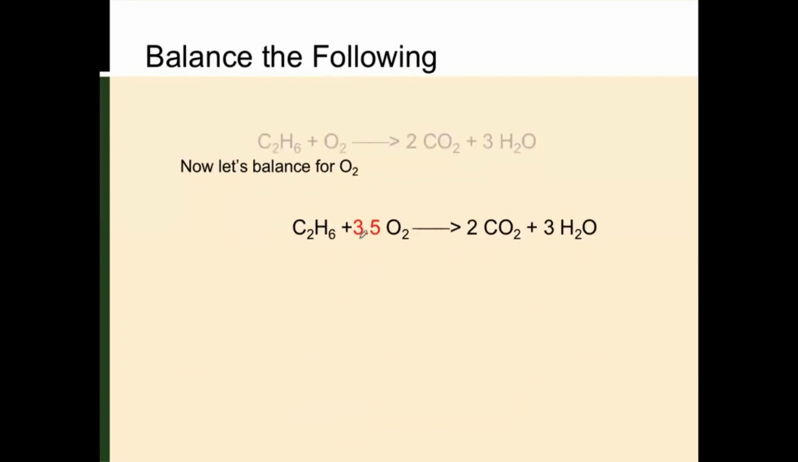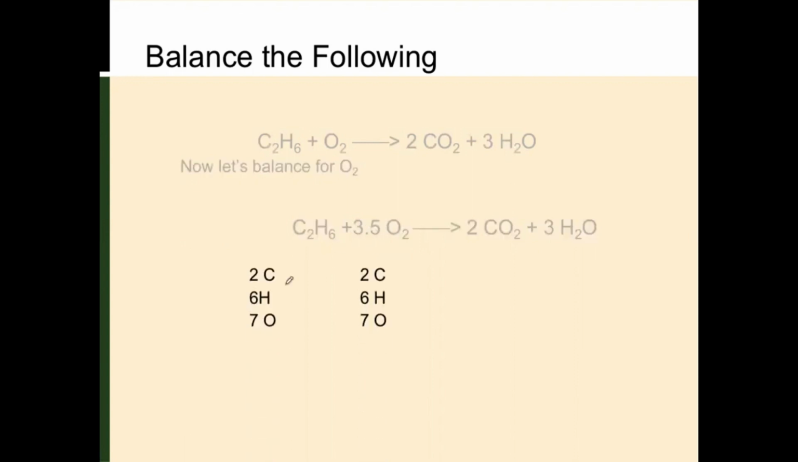We could have put a 3.5, but as we've talked about in the rules, we always want to have an integer or a whole number of molecules. It's not really possible to have a half of a molecule. So that 3.5 would in fact give us a balanced equation. We would have 2 carbons on both sides, 6 hydrogens on both sides, 7 oxygens on both sides.